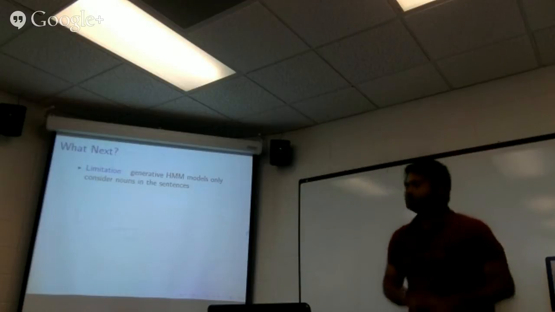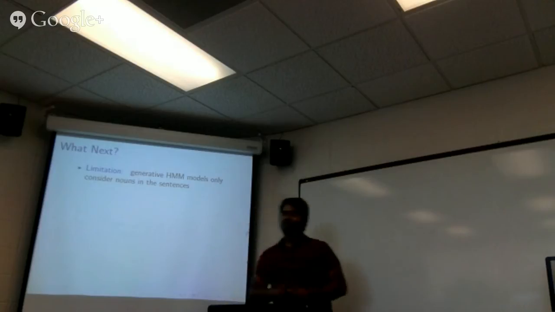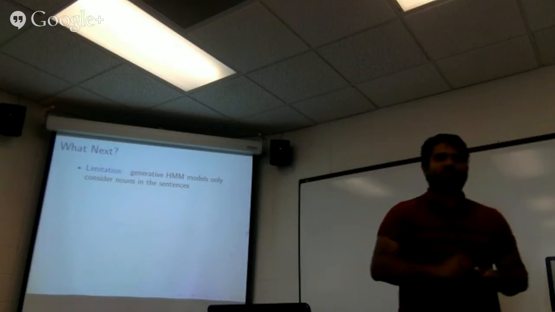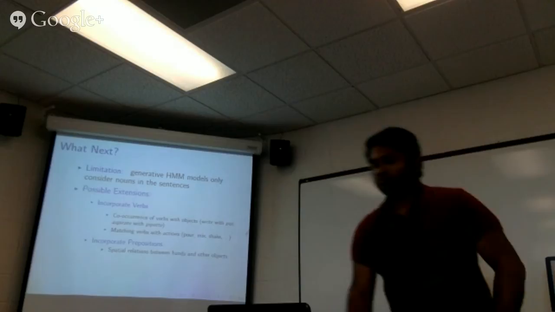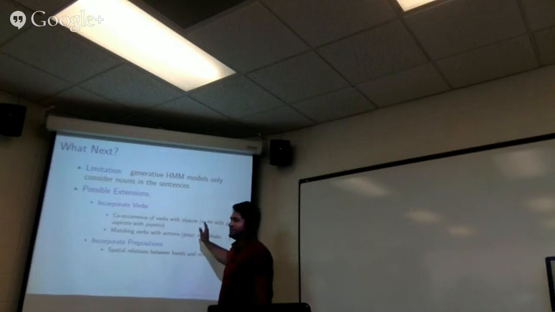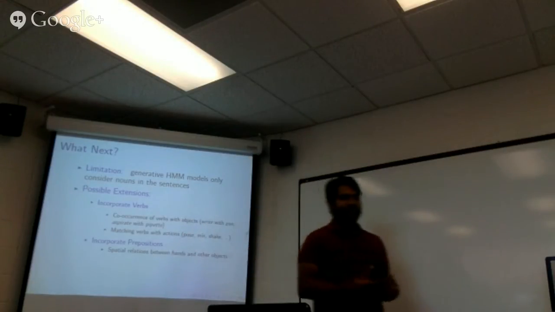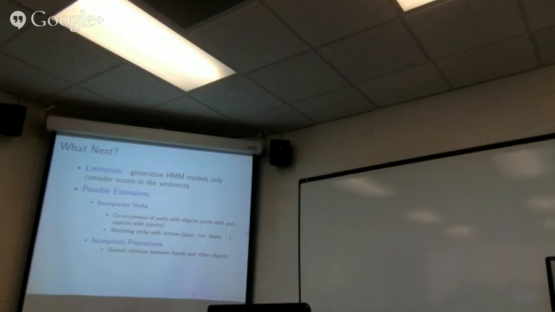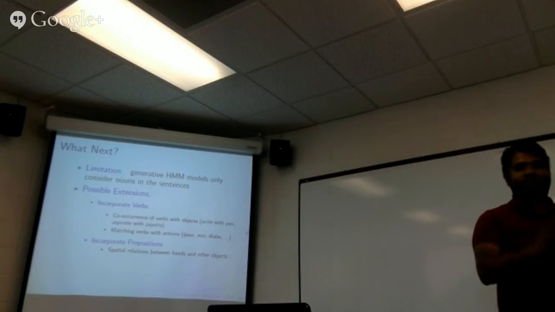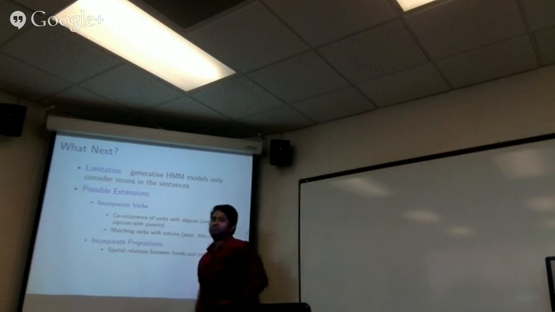One limitation in this model is that we have only considered nouns. We did not look at the verbs or anything, and we want to incorporate verbs. There are two things we can do with the verbs. One is co-occurrences of verbs with different objects. For example, when the protocol says write something on the bottle, people use the pen. So there is a clear correlation between the verb write and the pen object. Also, when there is aspirate, people use the pipette.